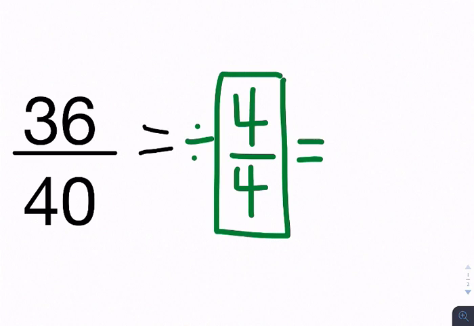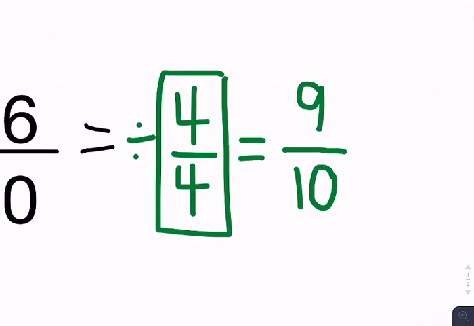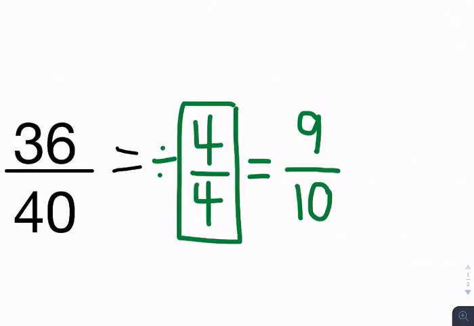I'm not changing the value. So 36 divided by 4 is 9, and 40 divided by 4 is 10. Now I have 9/10. Nothing except for 1 goes into 9 and 10 evenly. They aren't both divisible by the same number anymore. So 9/10 is my simplified answer.